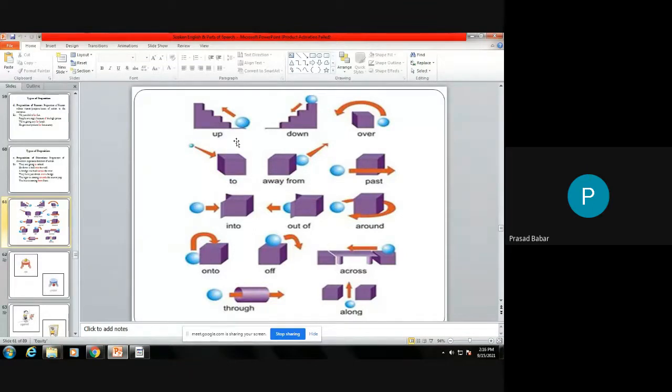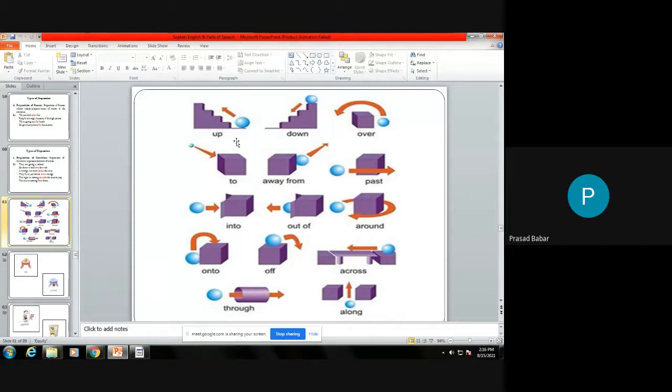Then if the ball is on the top of that step, and they are showing that ball's direction at the downward side, then it is the preposition of direction, down. Okay, so up is the preposition of direction which indicates the upper direction. Then the downward direction is shown by down. So down is also a preposition of direction.